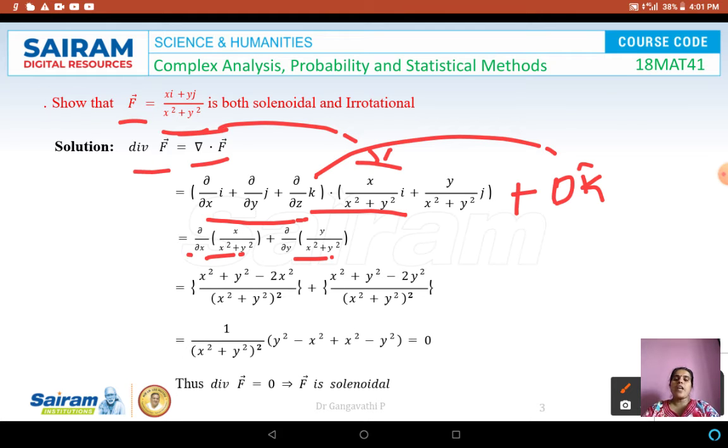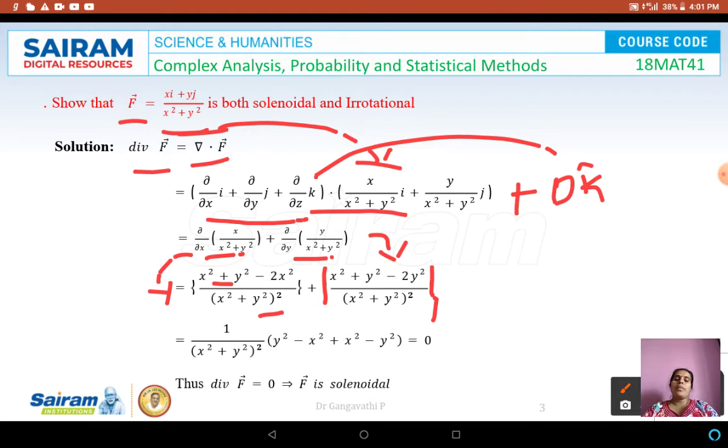Partial differentiation of the term with respect to x: this is in the form of u by v, so apply the quotient rule. It is v into differentiation of u minus u into differentiation of v, by v square. When we do so, it is x square plus y square into differentiation of x, which is 1, minus x as it is, and differentiation of the denominator is 2x. So this is the term we get, plus. Similarly, applying the quotient rule and differentiating the second term, we get this term. The flower brackets are from here to here.